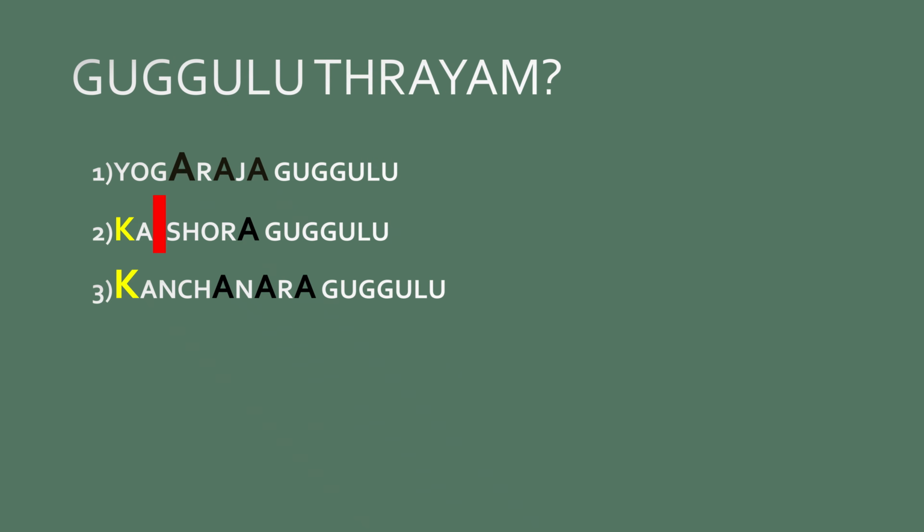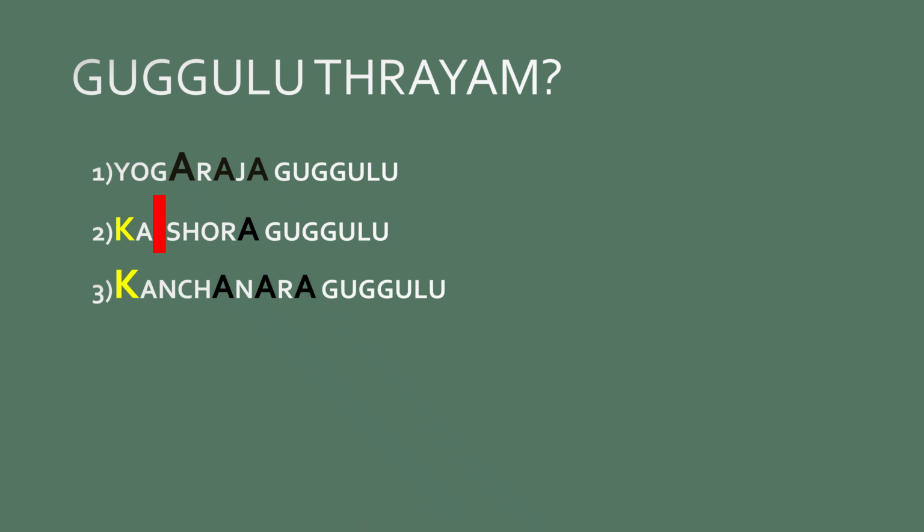What are the combinations that come under Guggulu Thraya? Yogaraja Guggulu, Kaishora Guggulu and Kanchanara Guggulu. You can see that some of the letters in these formulations are highlighted. The purpose of this highlighting is to easily recollect in which dosha predominance, in which dosha associations these combinations are indicated.